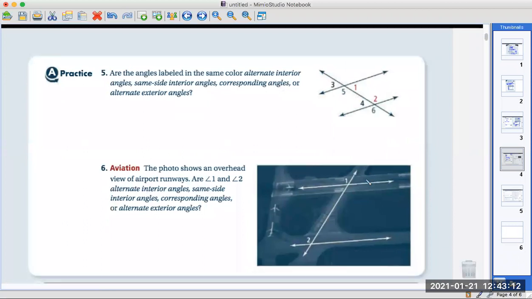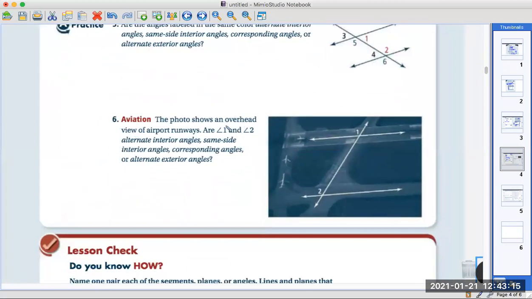So next page up on top, let's look for this picture right here, aviation. The photo shows an overhead view of airport runways. So here's your planes. They line up for takeoff, and that's the runway, and there's another one, and this is a transversal. Okay. Are angle 1 and 2 alternate interior, same side interior, corresponding, alternate exterior? So when you look at the diagram, you identify angle 1 and angle 2 and decide that those are called corresponding because one is on the outside and one is on the inside of our two lines. So those are called corresponding.